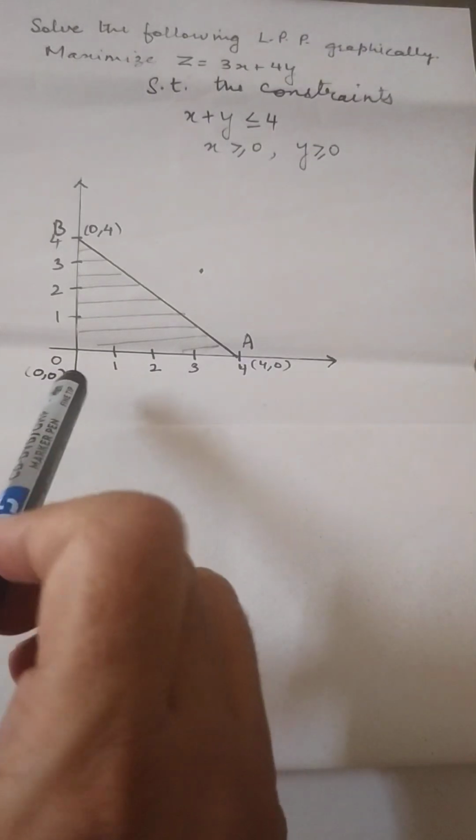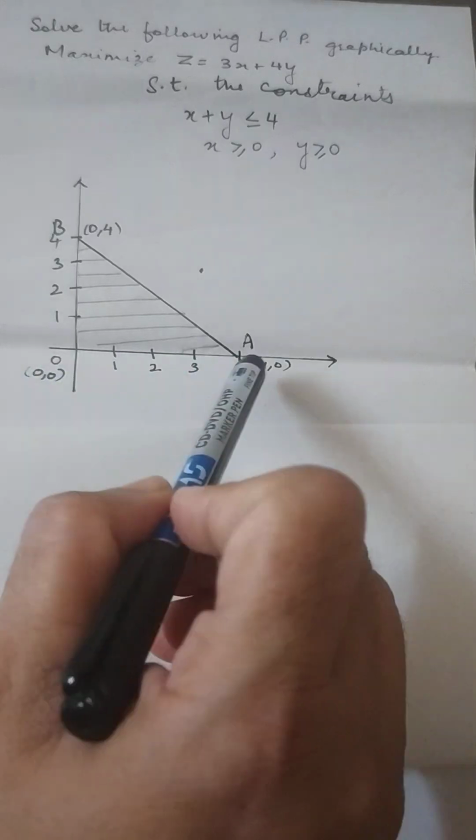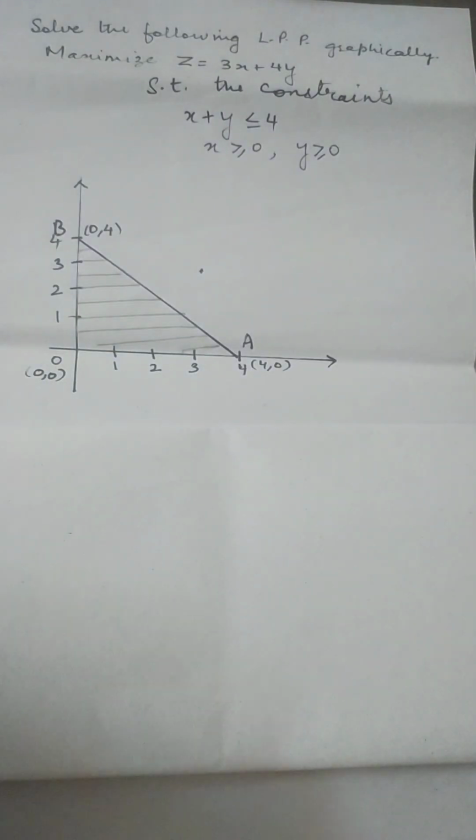For example, here the corner points are this O point, A point and B point. And if it is not bounded, it is unbounded, then the value, if it exists, the maximum or the minimum, that would be on the corner points.